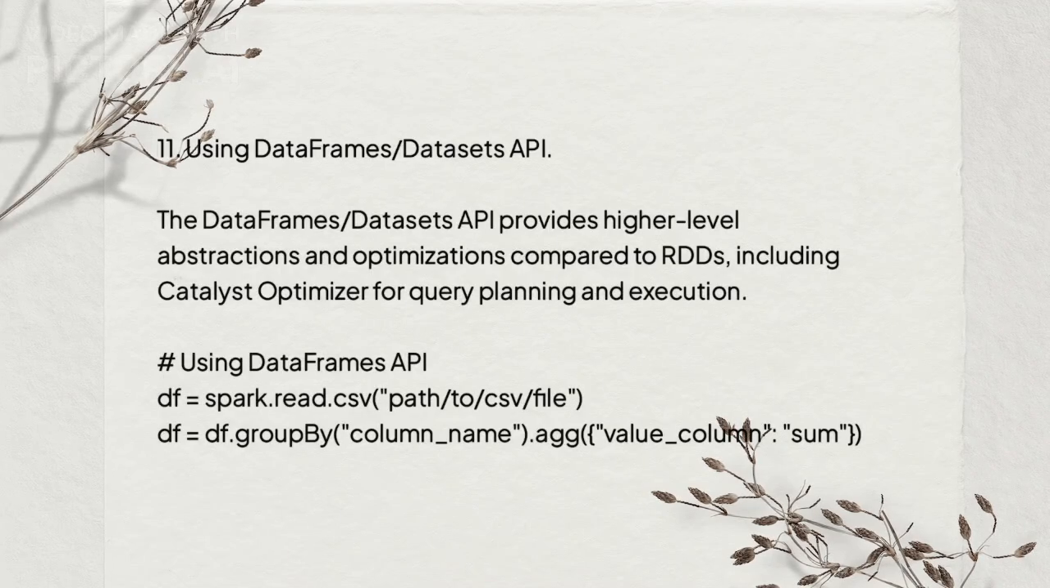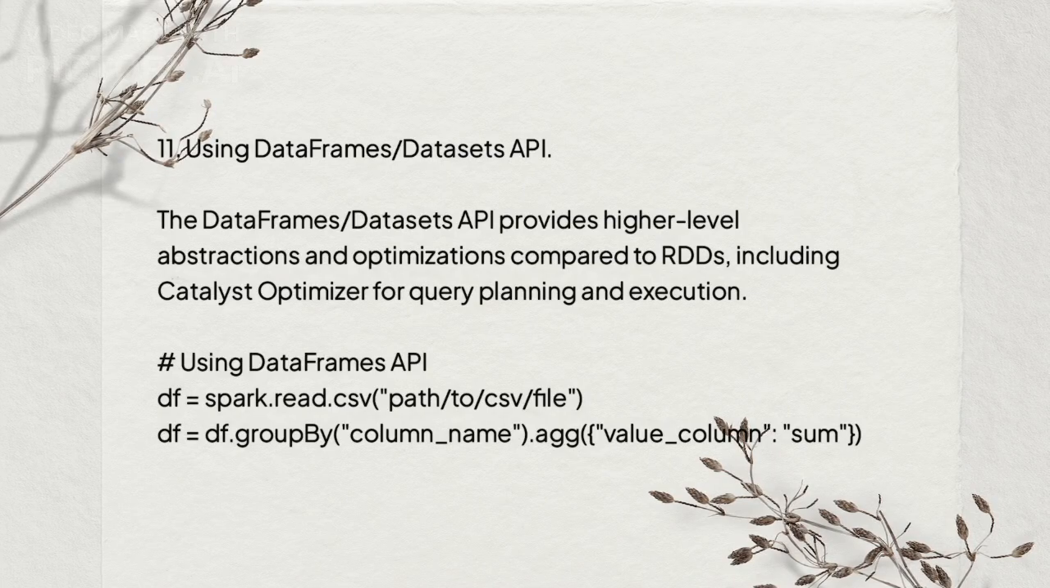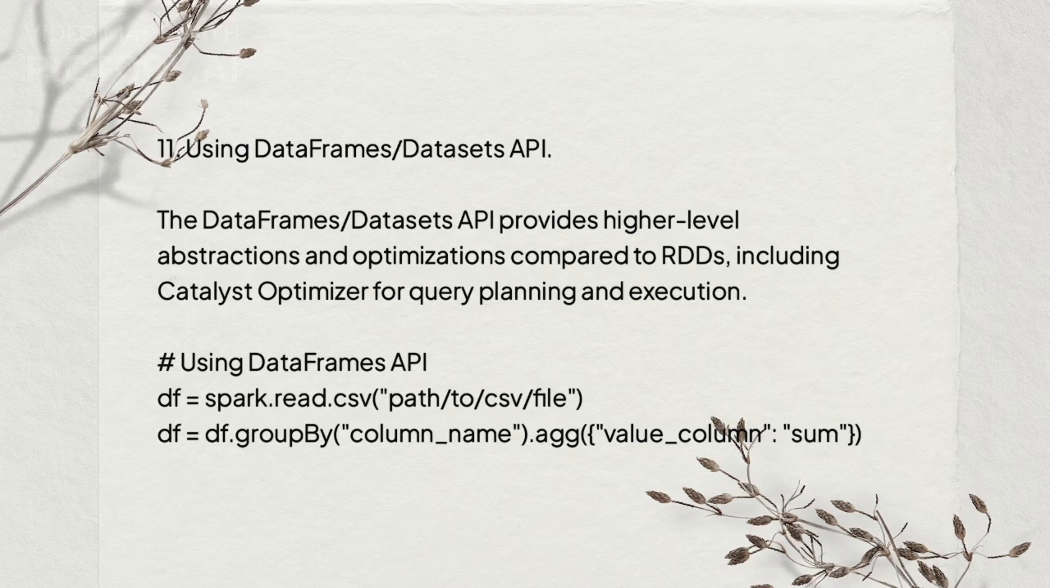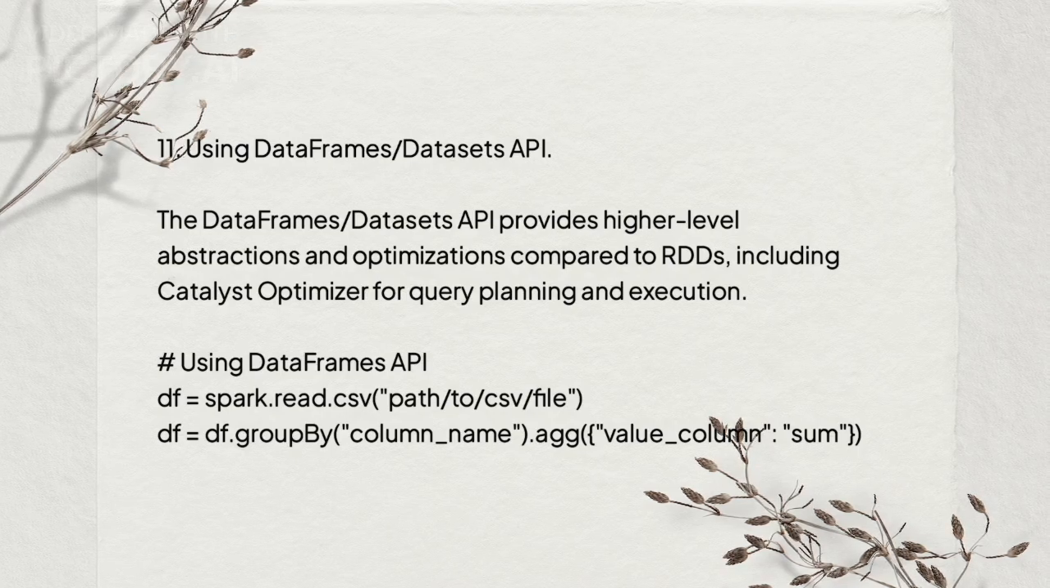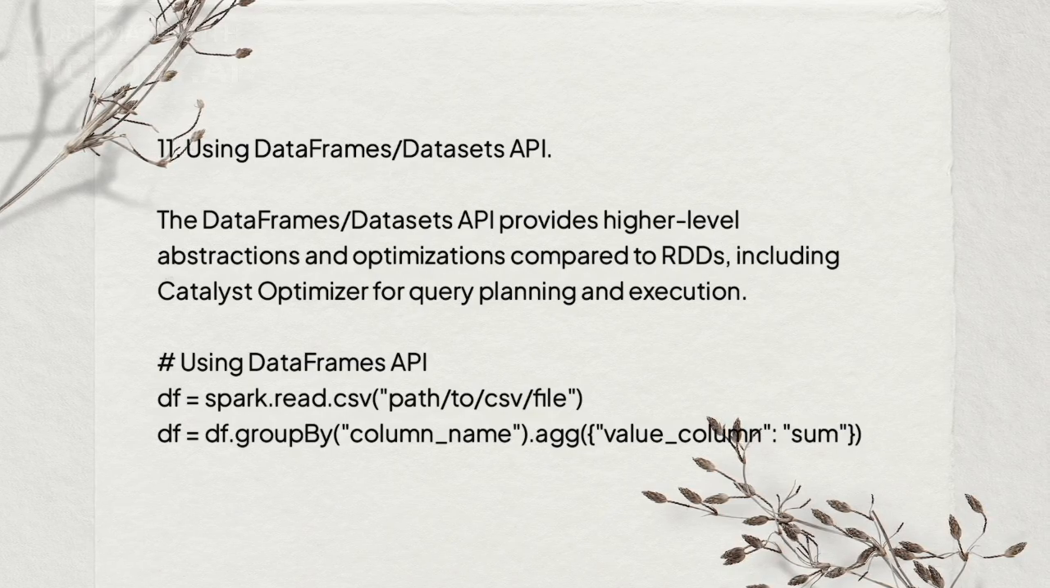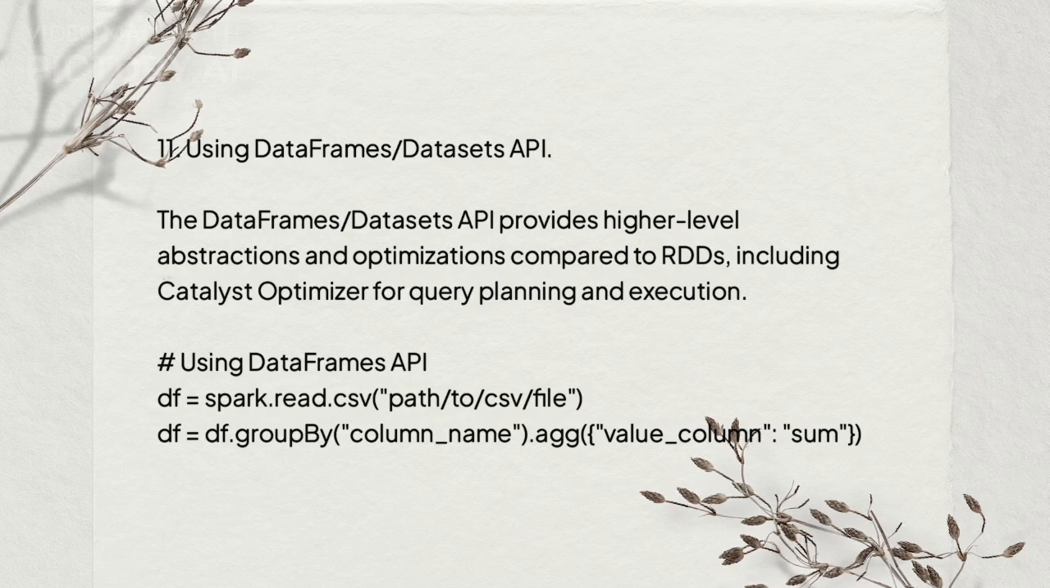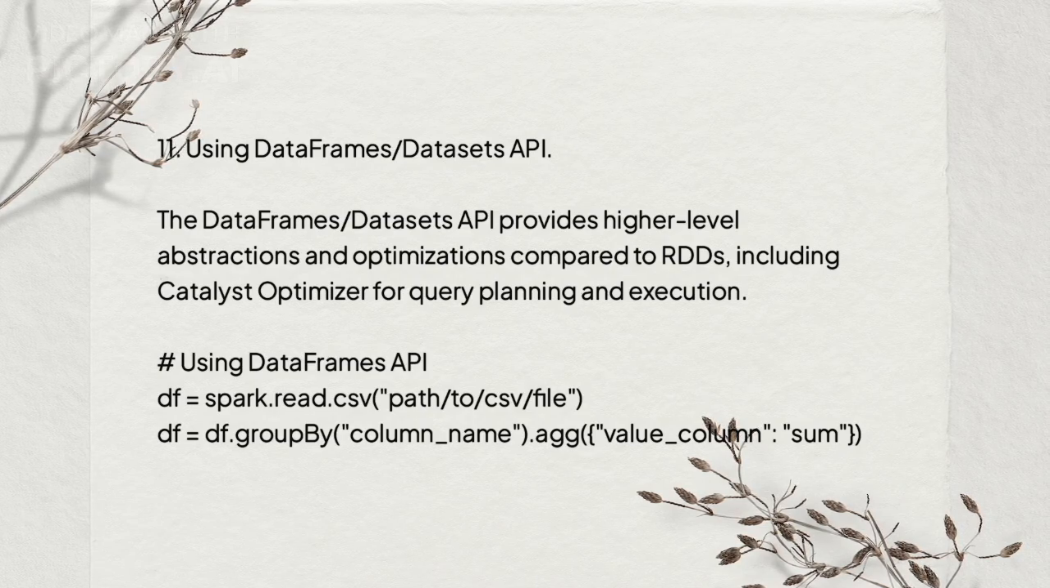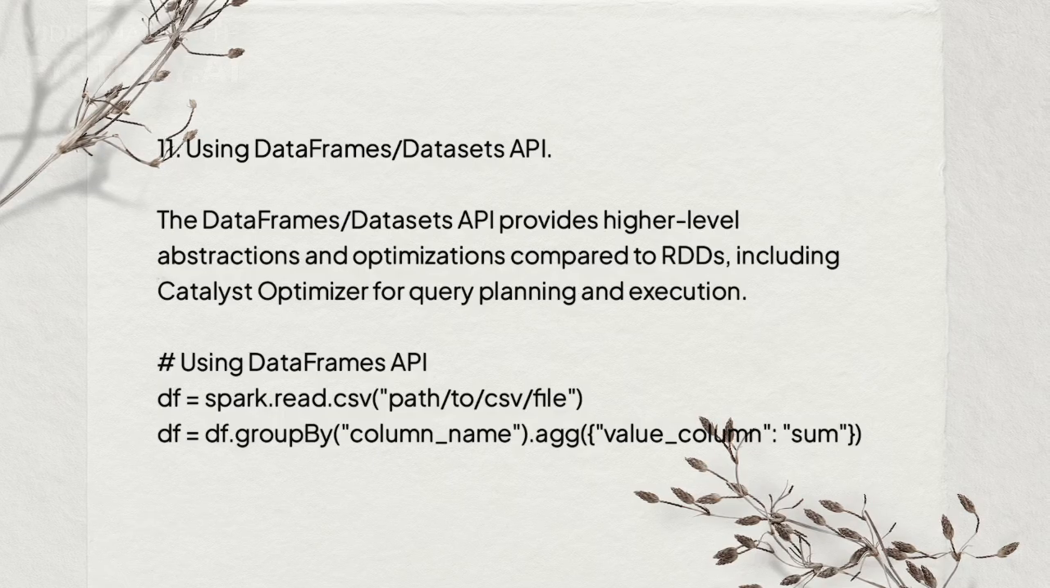11. Using the DataFrames and Datasets API. The DataFrames and Datasets API provides higher-level abstractions and optimizations compared to RDDs, including the Catalyst Optimizer for query planning and execution. Using the DataFrames API: df = spark.read.csv("path/to/csv/file"), df = df.groupBy("column_name").agg(sum("value_column")).